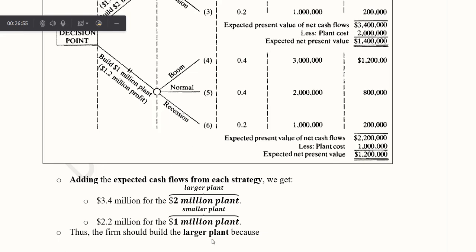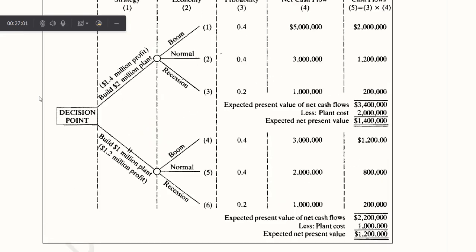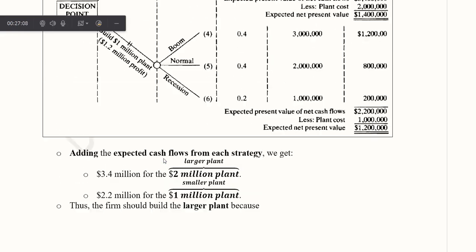So it means that the larger plant is more suitable regardless of a higher cost. It will give us a greater net value. So these are the same things that we have understood. You can pause the video and read these.